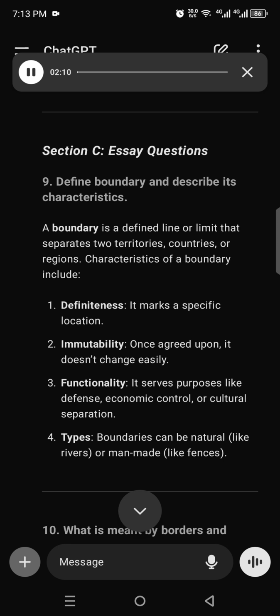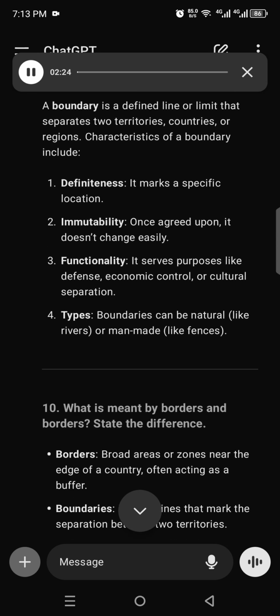9. Define boundary and describe its characteristics. A boundary is a defined line or limit that separates two territories, countries, or regions. Characteristics of a boundary include: 1. Definiteness. It marks a specific location. 2. Immutability. Once agreed upon, it doesn't change easily. 3. Functionality. It serves purposes like defense, economic control, or cultural separation. 4. Types. Boundaries can be natural, like rivers, or man-made, like fences.